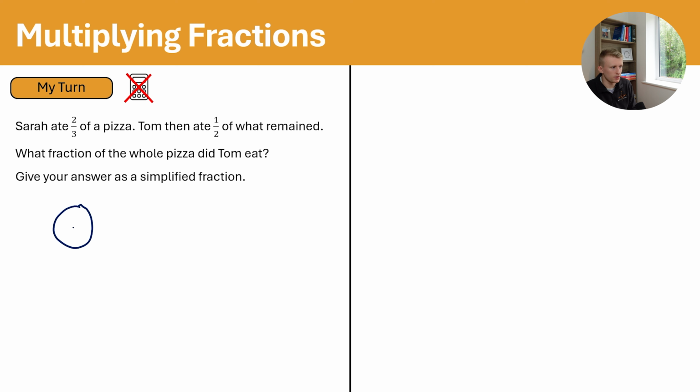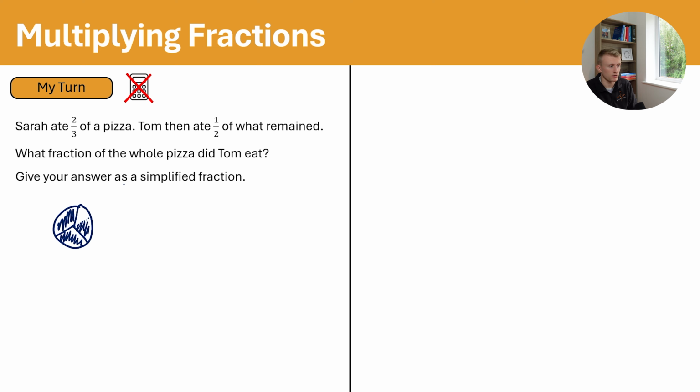And if Sarah ate 2/3, then I want to split this pizza into thirds. That roughly shows the pizza split into thirds. And if she ate 2/3 of it, then this is gone, and so is this third as well. So there's 1/3 remaining. Tom then ate 1/2 of what remained. So of the third remaining, you could think that he split that in two, and he ate half of it. Okay, so that's what's happened. Now you might be able to see that 1/6 remains.